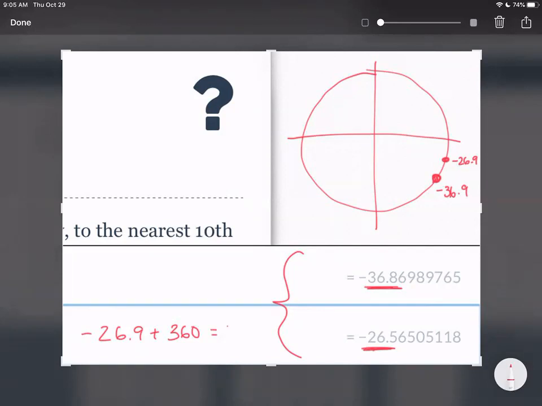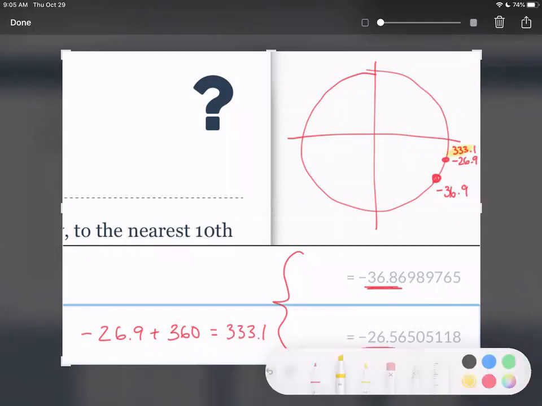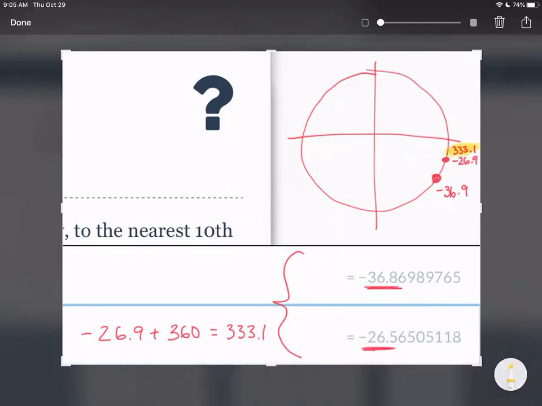So this gives me 333.1. So this answer is the same thing as 333.1. Just going to highlight that. So instead of putting in -26.9, I'm going to put in 333.1. So this is like the correct answer.